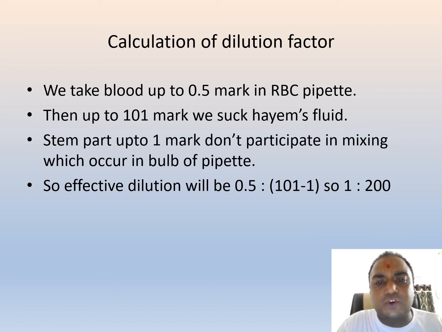So this one part is useless in the counting. The effective dilution of the blood would be 0.5 in 101, but the stem part, one part, is not helping in the dilution, so we can remove it. So 101 minus 1: 0.5 part of the blood is diluted in 100 parts, or you can say one part is diluted in 200 parts. So in total red blood cell count practical, the dilution will be 1 in 200.